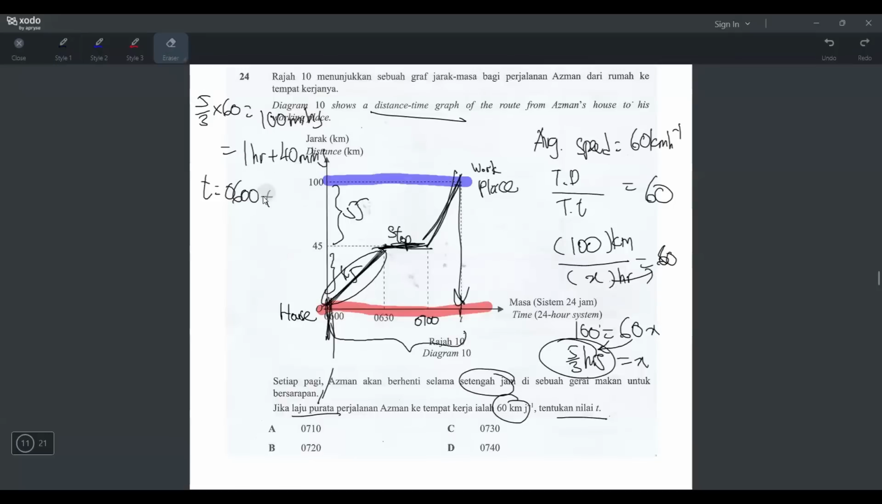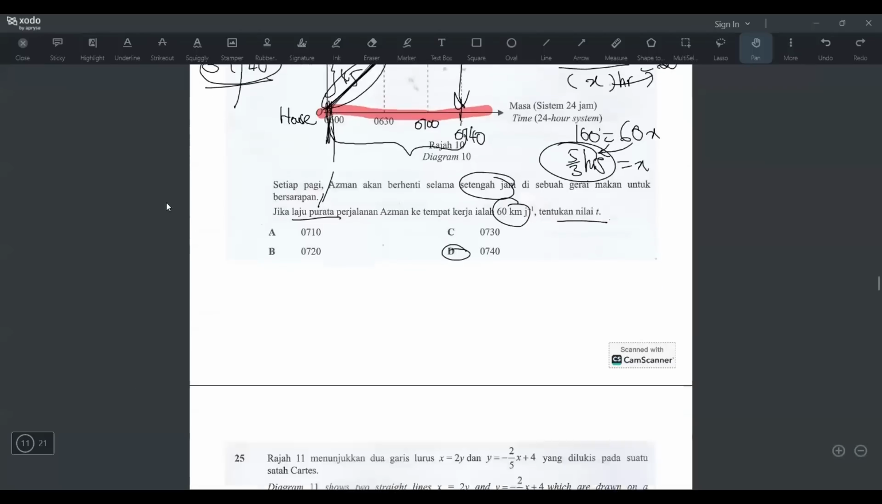Faham kan? Because it's like 100 minutes. 1 hour is 60 minutes. So 60 minutes plus 40 minutes, 100 minutes. Okay, now you have to take 6 o'clock plus with 1 hour 40 minutes. So it will be like this. But when you plus this one, have to separate one. So you get 740. Because 0 plus 40 is 40, 6 plus 1, 7. So this is the time here. T is 0740. So the answer is D. Okay, done.